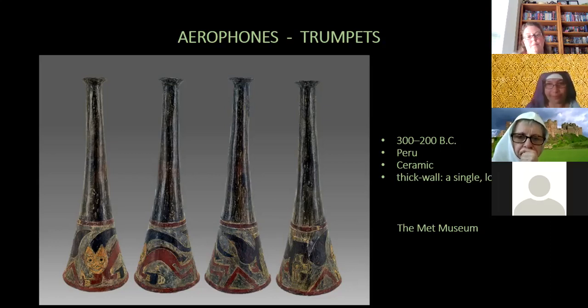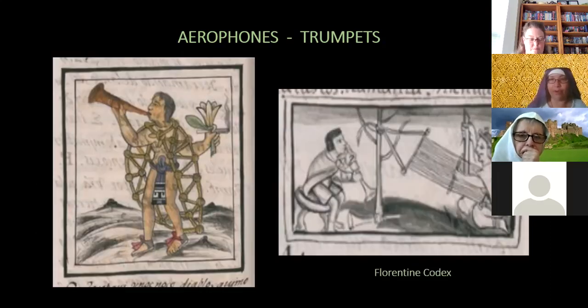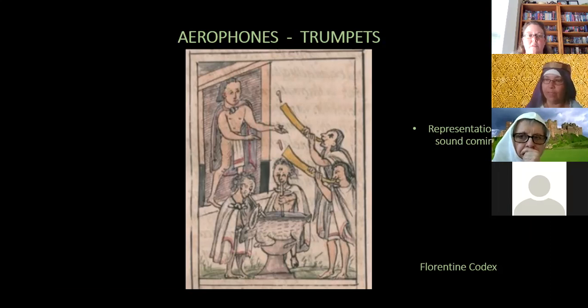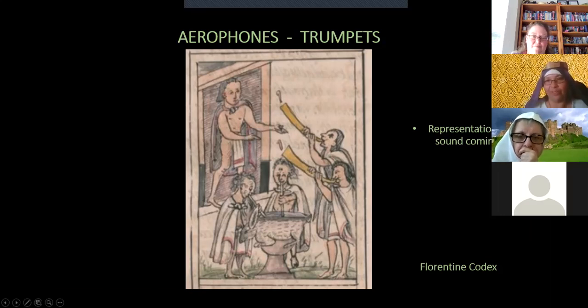This example is from the Met. Another example here, we have from the Florentine Codex. We have two examples over there. Here we have another example, again from the Florentine Codex. And I just want to mention that I love how they represent the sound, how it's coming out. I don't know if you see at the very end of the instrument, how they represent that there's sound coming. And we're going to see that same symbol when they are singing too.